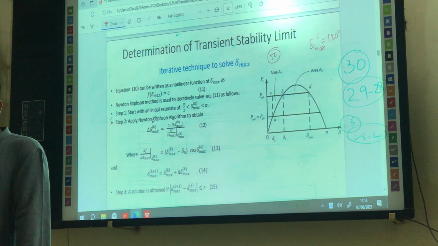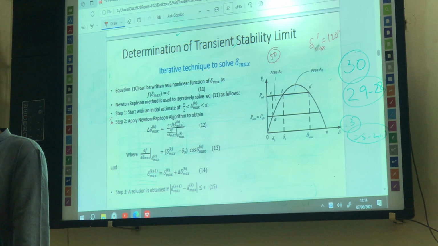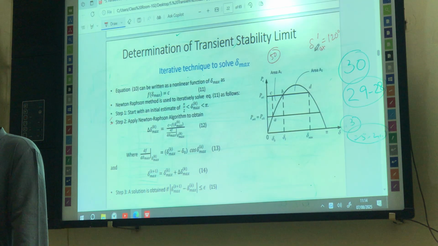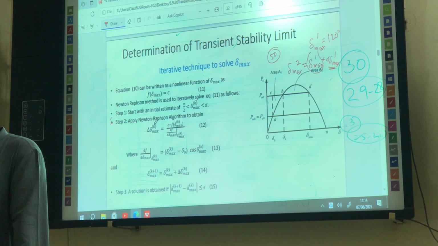You have to apply the Newton-Raphson algorithm formula. You need to know the del delta max, because when you know this delta max 1, what will be your delta max 2? It will be your previous delta max plus the increment value calculated from the previous iteration. You know this value, but you don't know this increment. You should calculate it. So this is index k, this is also index k.